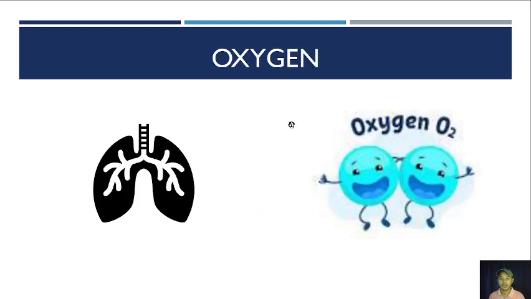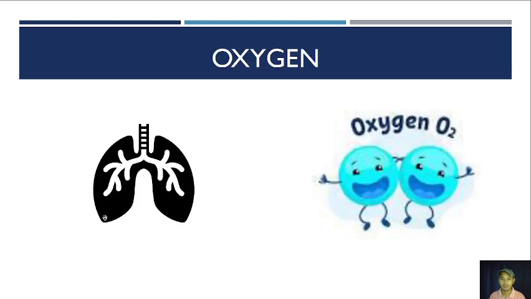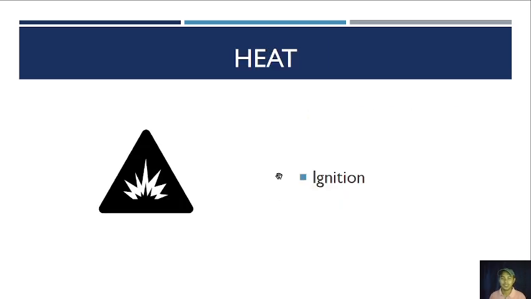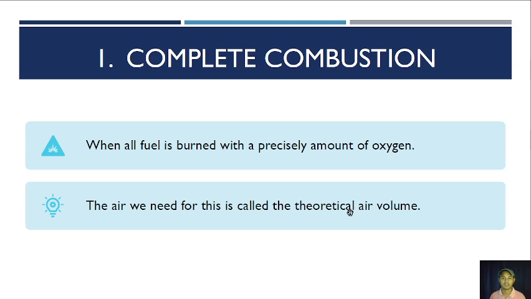Okay, so another component, the next element would be oxygen. Oxygen will be used to create combustion. Oxygen is also used for our lungs, so that we can breathe. Okay, next is heat. You need heat to create ignition. This ignition will create the combustion process. Content with oxygen, air, theoretical and practical, fuel molecules, law of Lavoisier, emissions, exhaust gas.